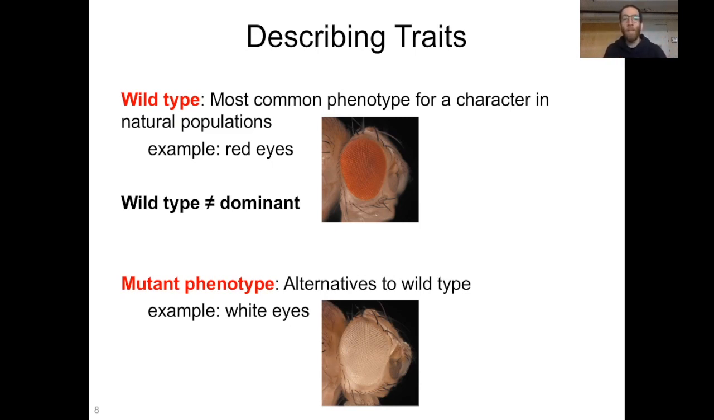Now, the alternative to wild type traits are called mutant phenotypes. These are the alternatives to the wild type, and for our purposes today, what we care about are white eyes in fruit flies.